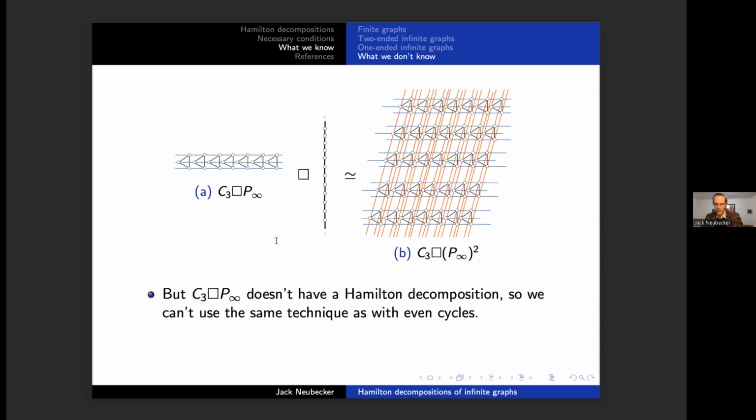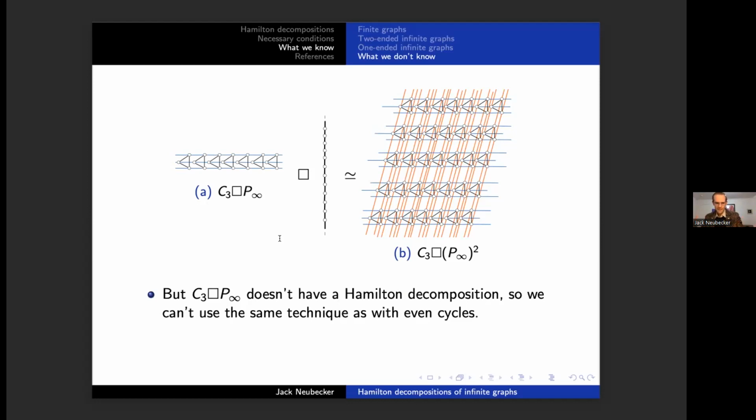Well, recall that we actually couldn't decompose C3 cross P infinity because of that edge cut condition. So we can't use the result of Erdelehner and Pitts to prove that the graph on the right has a Hamilton decomposition. But it really feels like it should. It seems like there's a very similar structure between these odd order graphs and the even order graphs. But it just seems that we need a better understanding of exactly how those decompositions actually look to fill in all of those odd cases.